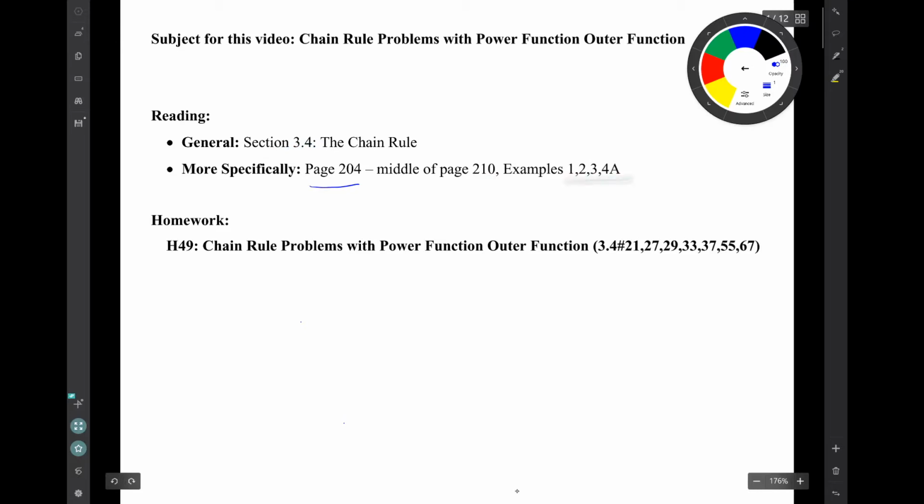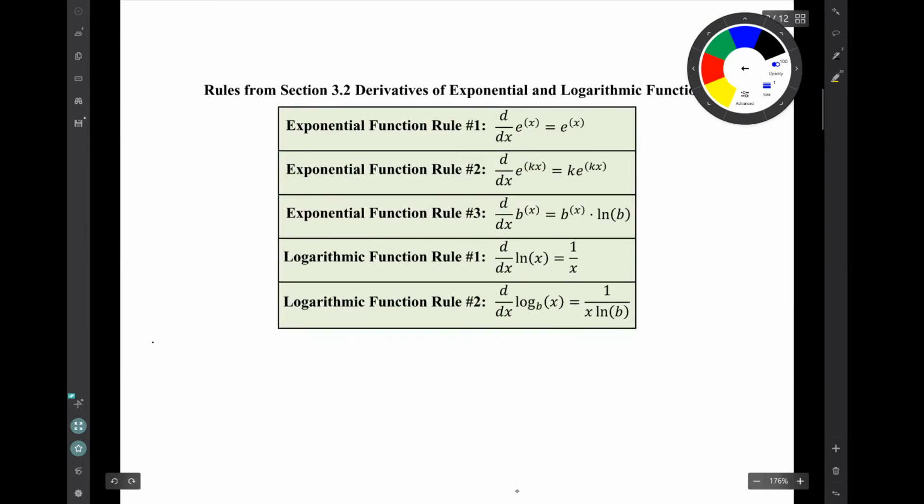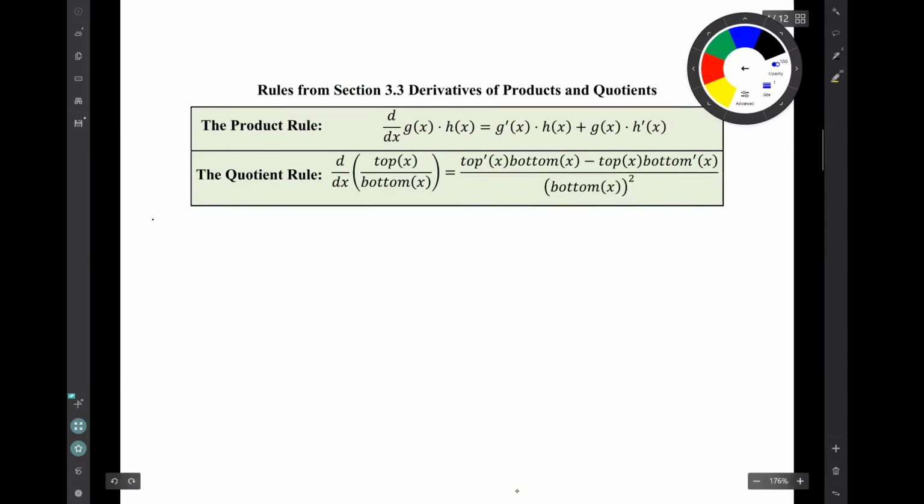The corresponding homework is this collection of exercises from section 3.4. Before starting, let's recall our derivative rules. This batch of rules from section 2.5: the constant function rule, power rule, sum, and constant multiple rule. This batch of rules from section 3.2 for finding the derivatives of exponential functions of various types and logarithmic functions. The derivative rules from section 3.3, the product rule and quotient rule.